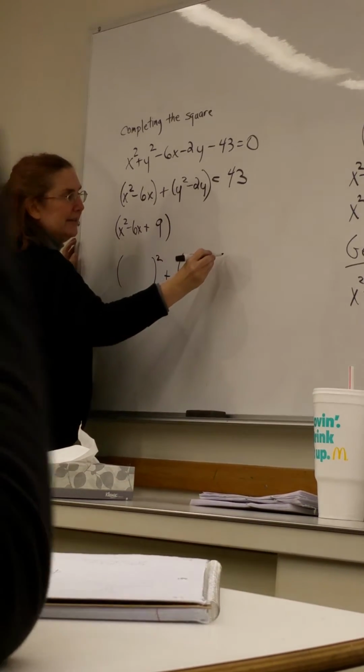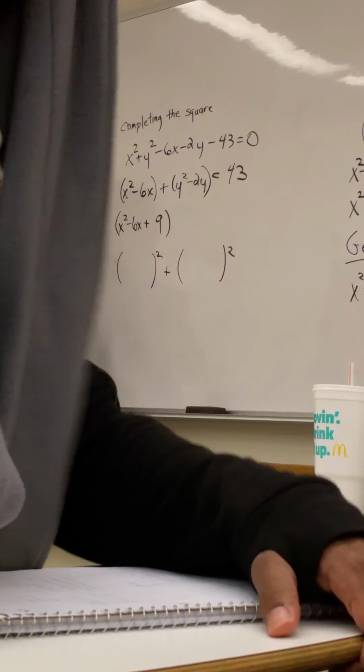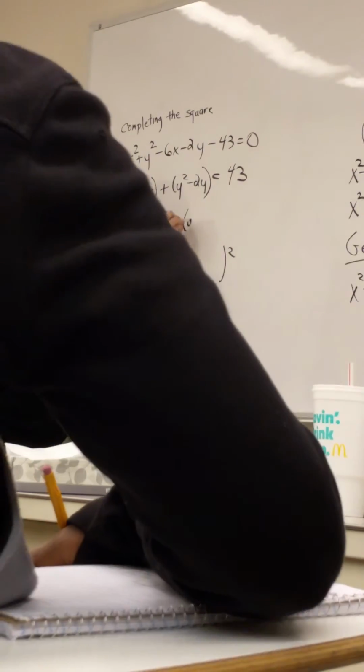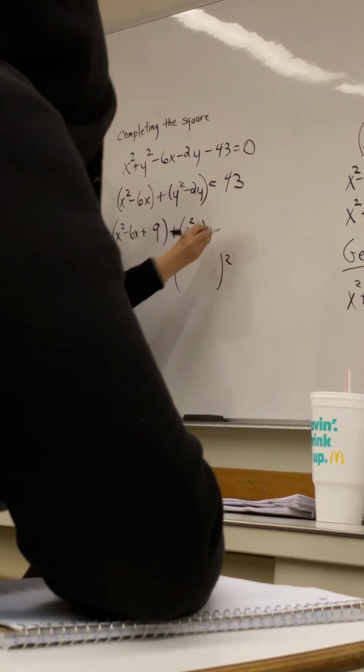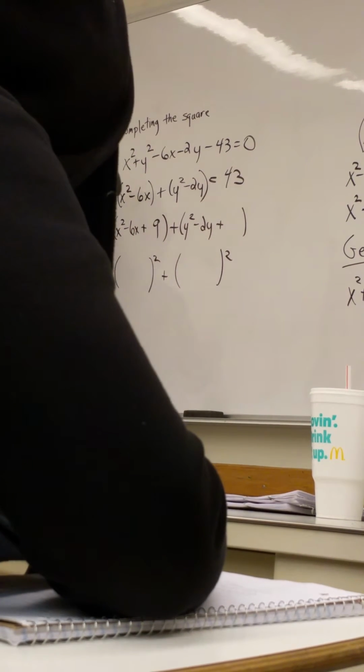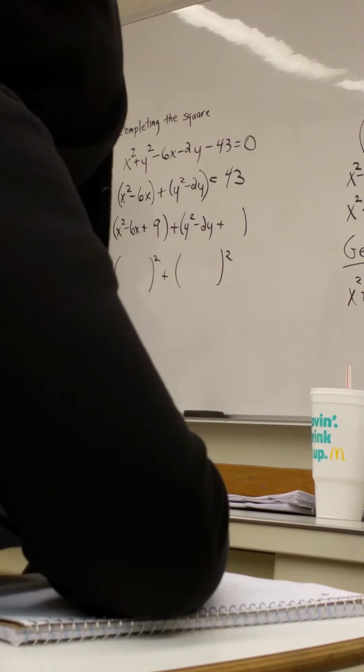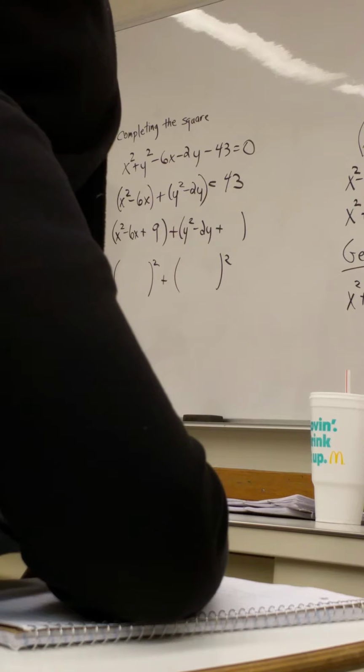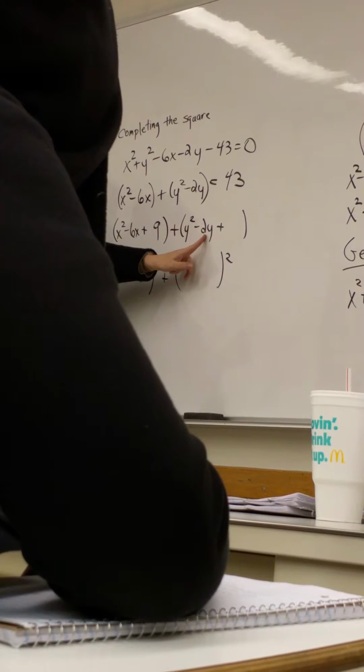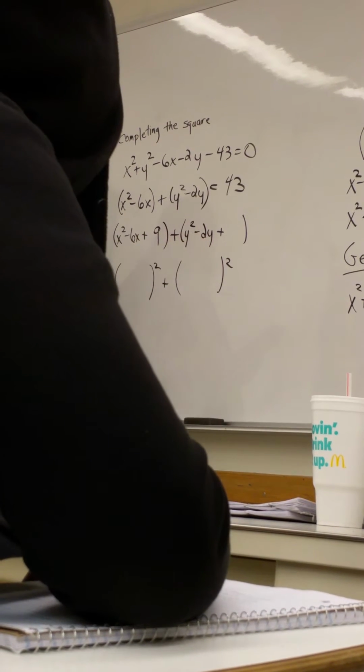I want to write this as something squared. So y squared minus 2y plus what? To complete the square on that. 1. 1? So 2 times 1/2 is 1. 1 squared is 1.